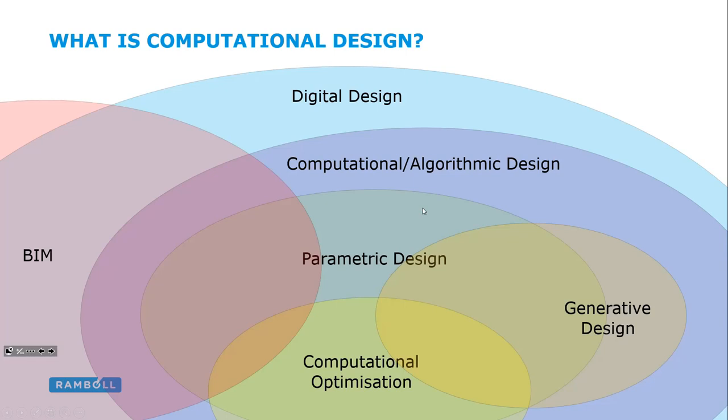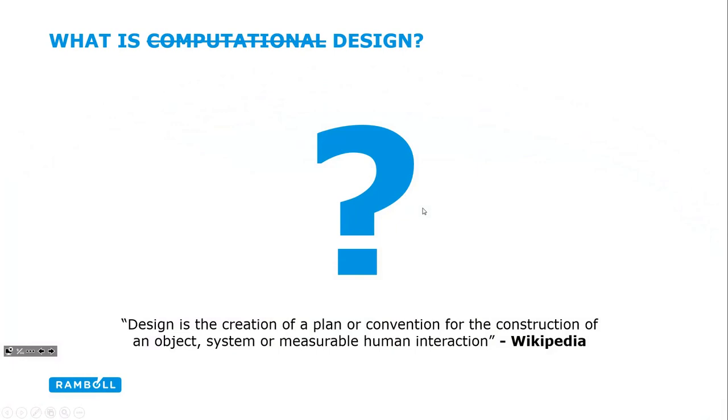So before we can really get to the heart of what computational design is, it's worth starting from something that does have a settled definition, which is design itself. If we go to the fount of all wisdom, Wikipedia, what that says is design is the creation of a plan or convention for the construction of an object, system, or measurable human interaction, which I think is probably quite a good definition.